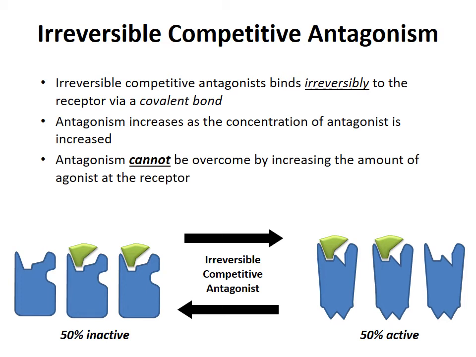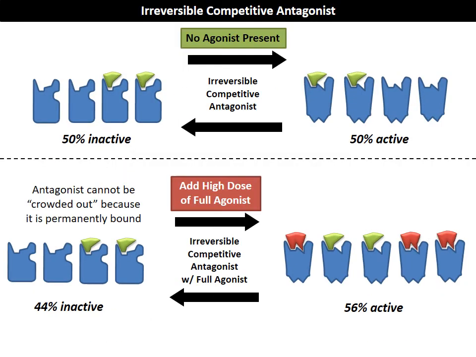One other type of antagonism, and we already alluded to this when I talked about covalent bonds, is irreversible competitive antagonism. The important point here, and the big difference, is that if it's irreversible, once it binds, it cannot come off. So you cannot overcome an irreversible antagonist by adding more agonist. You can get some activity, but you can never completely overcome that. I'll show you how that looks on a graph, and that's coming up in just a little bit.